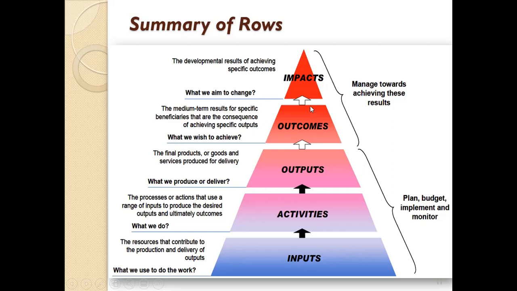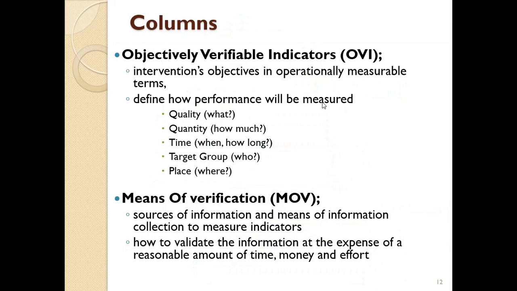But as we move towards impact and management of results towards impact, you'll notice that the level of control over the project keeps reducing as you move towards achievement of outcomes and impacts, and of course that depends on other factors, as we shall see. On the columns, you have objectively verifiable indicators. These are the interventions' objectives.